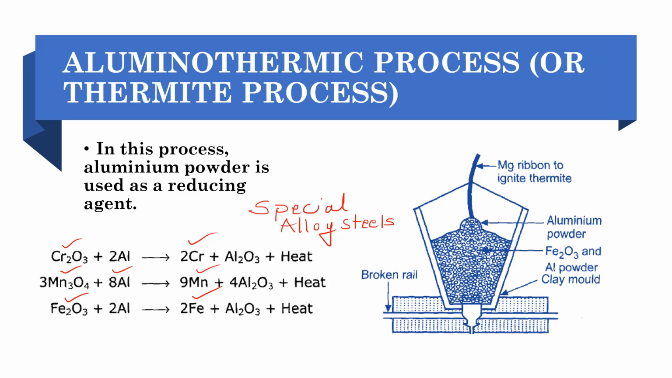This reduction property of aluminium is used in thermite welding for joining the broken pieces of heavy iron objects like railway tracks or cracked machine parts.